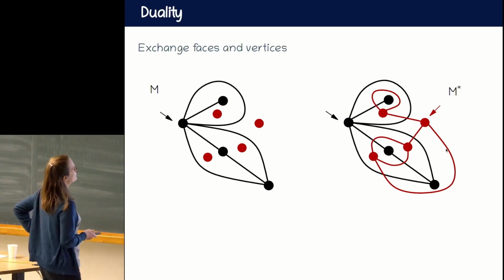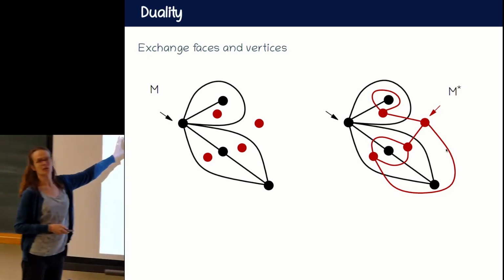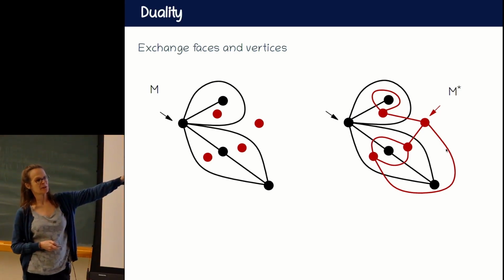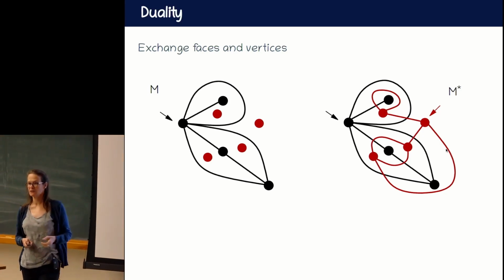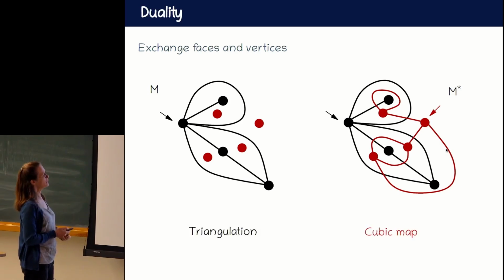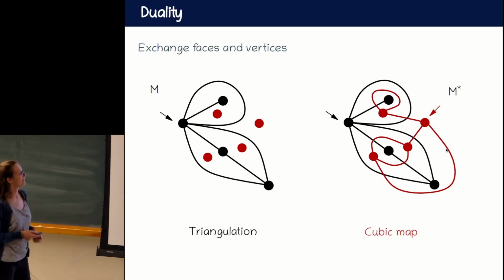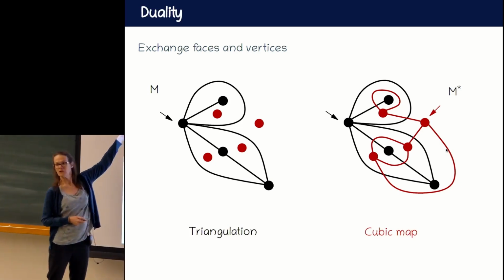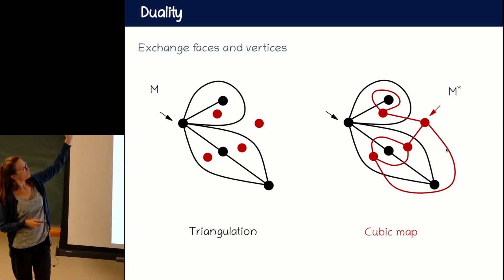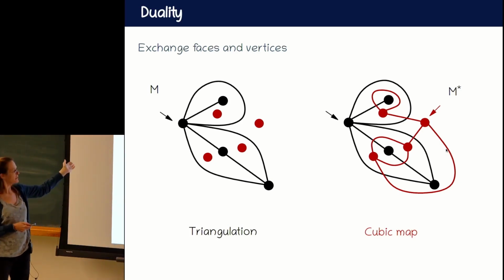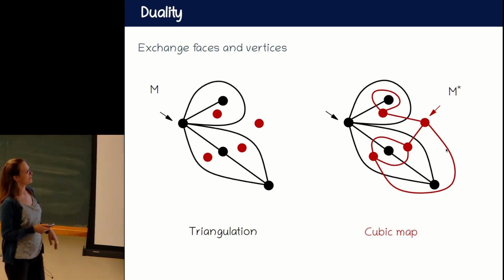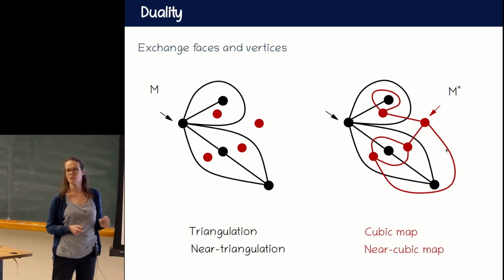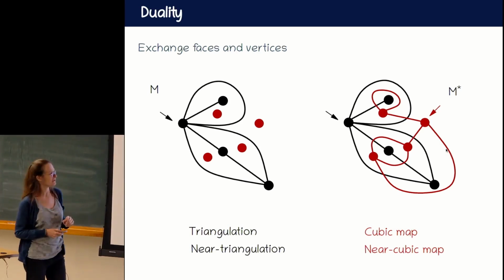And if you start, as I did here, with, say, a triangulation, every face has degree 3. As a result, in the dual, every vertex has degree 3, and this is what we call a cubic map. And if you happen to relax the condition here so that the root face has any degree, so you have a near triangulation, on the other side, you'll get a near cubic map, meaning that the root vertex is allowed to have any degree.